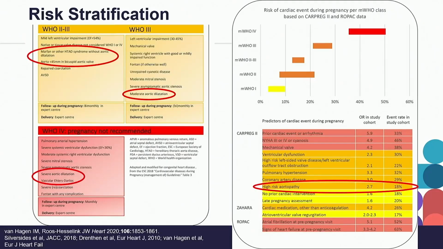Anyway, the other figure, on your right, is from the CARPREG-2 study, and that's the one where you actually calculate the risk score and get a number for each person. And so high-risk aortopathy, which they basically define as a combination of those other things that we listed, the Marfan's, bicuspid, with a severely dilated aorta, Loeys-Dietz, vascular Ehlers-Danlos, or people who had a prior aortic dissection or pseudoaneurysm, had about an 18% event rate in the study cohort with an odds ratio of 2.7 for an event during pregnancy. So definitely not low risk, something that should be on everyone's radar when we're taking care of these patients. But depending on your aortic diameter and your underlying disease, the risk may vary a little bit.